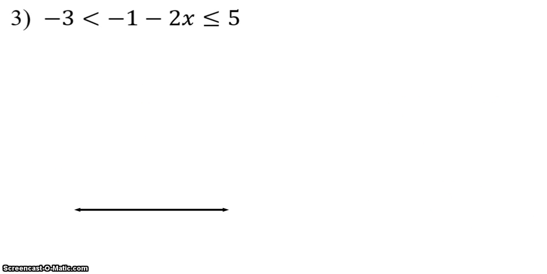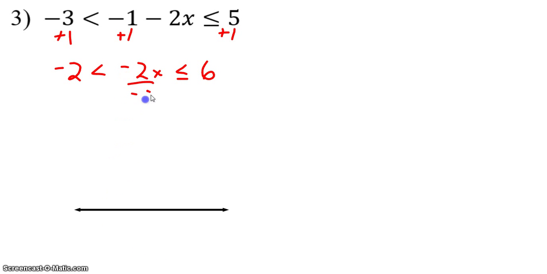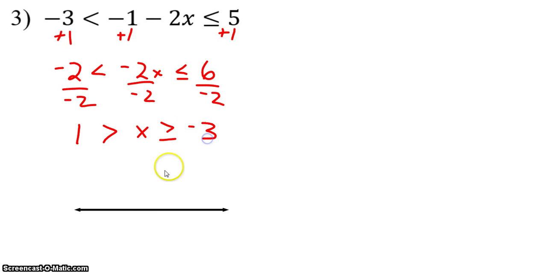Then the last one we're going to see is an and statement again, but it's going to bring up an interesting rule. We have negative 3 is less than negative 1 minus 2x, which is less than 5. To get x by itself, I'm going to add 1 to all three sides. That's going to leave me negative 2 is less than negative 2x, which is less than or equal to 6. Now to get x by itself, I'm going to have to divide out the negative 2. When you do that, that flips both inequalities because you're dividing by a negative. So this becomes positive 1 is greater than x, which is greater than or equal to negative 3.